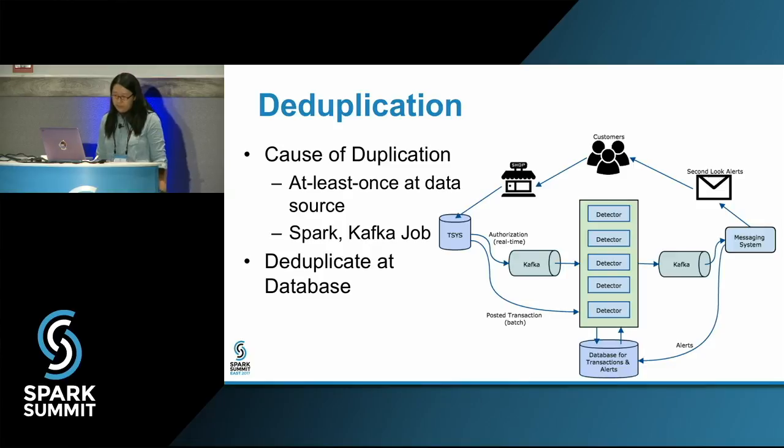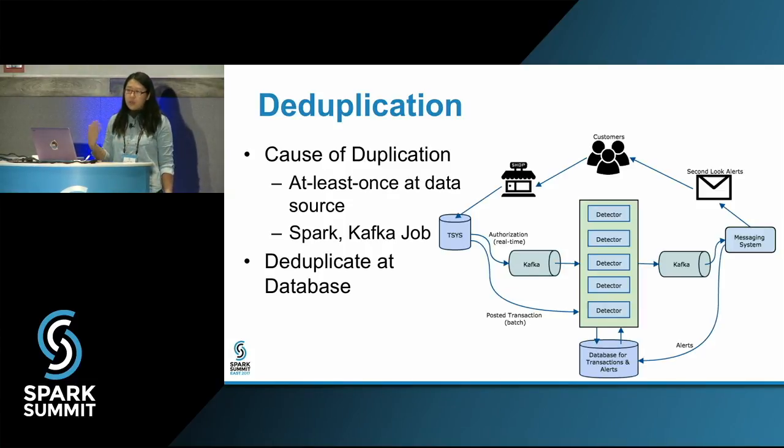Another thing we find is duplication. We find there's a lot of duplicated records in our system. This could be due to several reasons. First, at the data source, TSYS, they only guarantee at least once. So from the data source, it already produces some duplicated records. And also the Spark and Kafka jobs, when they run, all produce some kind of duplication.